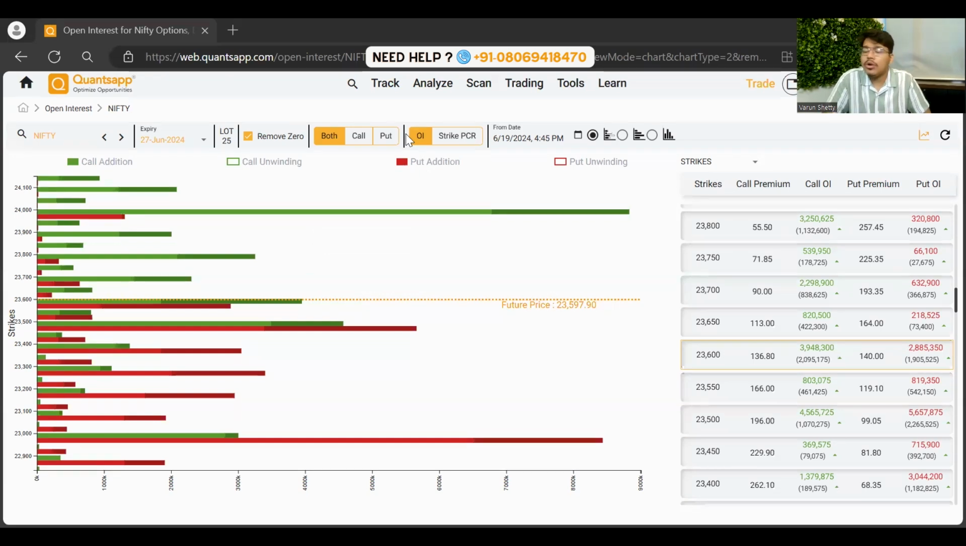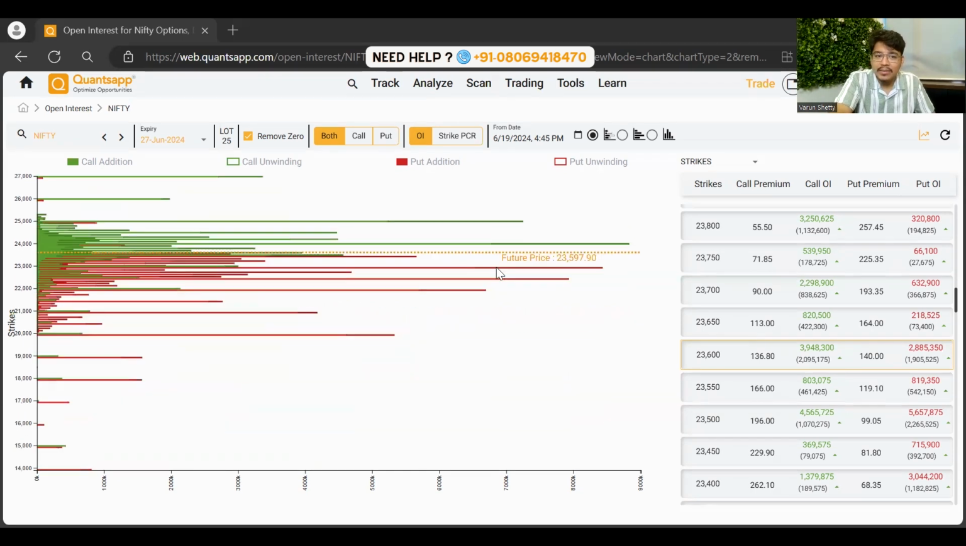Now, what we are going to learn today is how to identify where option writers are losing money. How can we identify that? Can we actually see who is aggressive and what is going on? We can, and it's quite easy. Inside open interest, there are multiple red bars and multiple green bars, but the major concentration comes right around the future price. The future price as of now is 23,597, and around that you can see there are huge green bars and huge red bars.